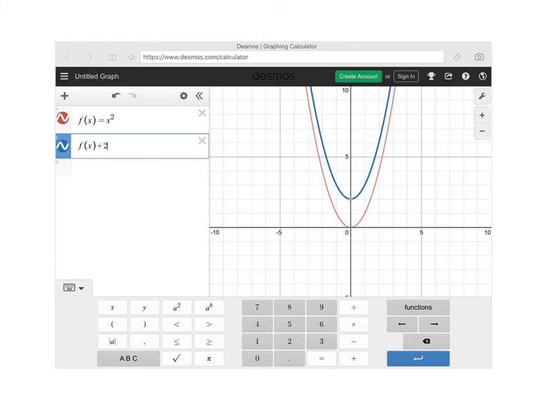Okay, so that was about 30 seconds. So what do you notice? Well, I noticed the function added 2, and I noticed that my parabola shifted up 2 units.